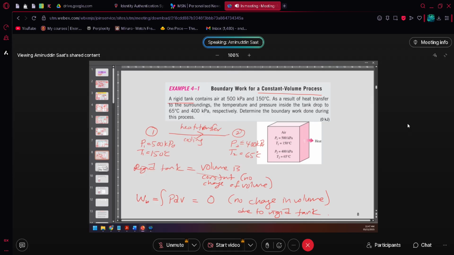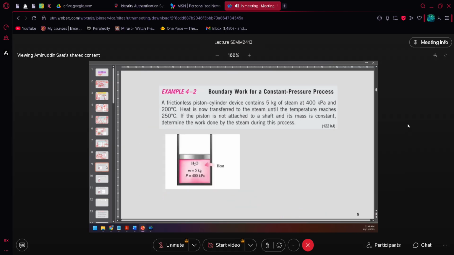If you are dealing with any rigid container, rigid tank, rigid section, rigid box, and they ask you to find the boundary work, or if any system, let's say you have a piston cylinder but the piston is not moving, you can say there is no boundary work. The boundary work will be equal to 0. Okay, next one.